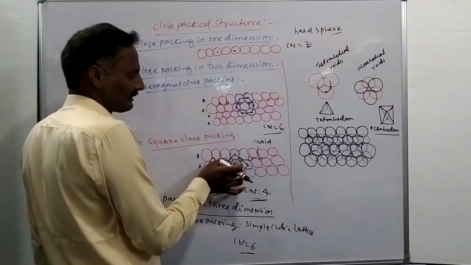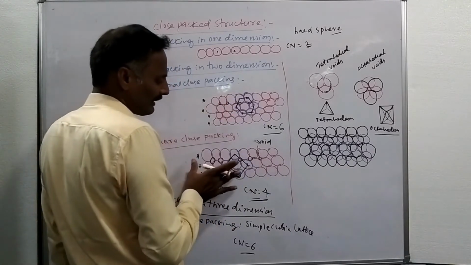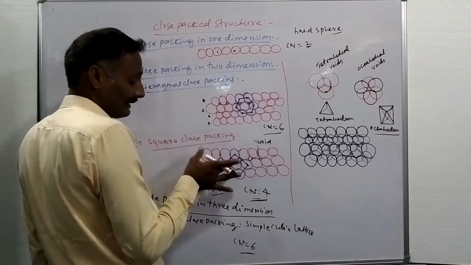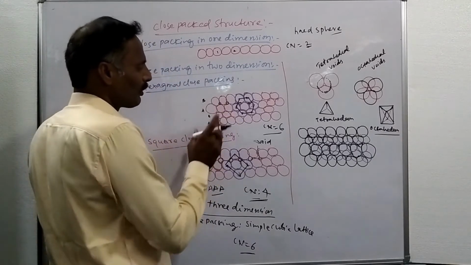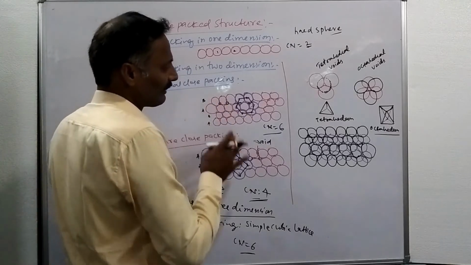Square close packing has more empty space, and its packing efficiency is less. Hexagonal close packing has less empty space, and its packing efficiency is more. Here more particles are arranged in a definite order.